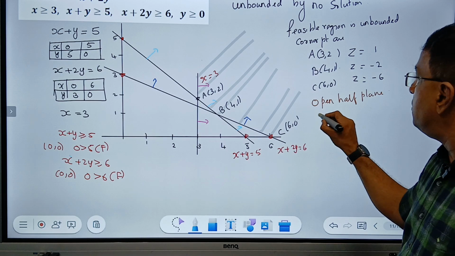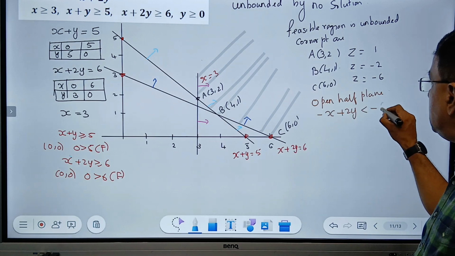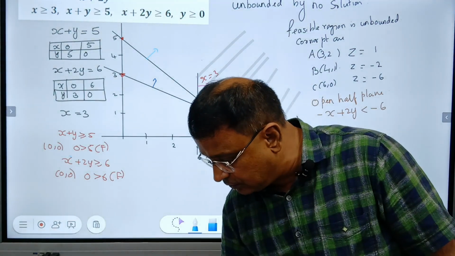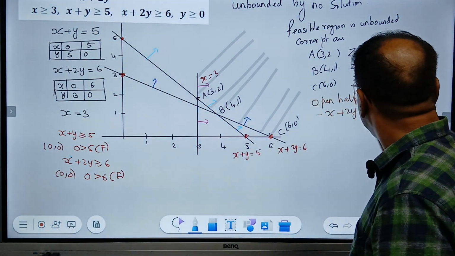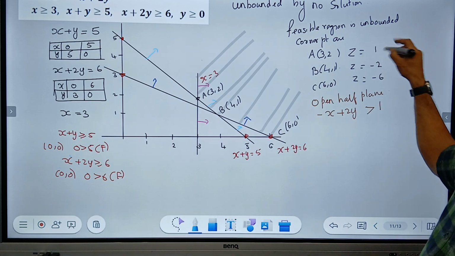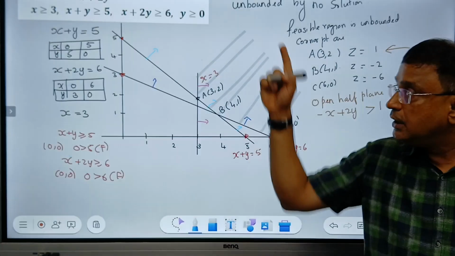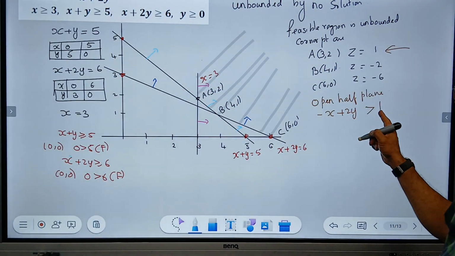Open half plane will be minus x plus 2y is less than minus 6, because minus 6 is the minimum value. So the question is to maximize. Maximum value is 1. So it is greater than 1. It is to maximize, it is not minimize. So since it is maximize, I say greater than 1.